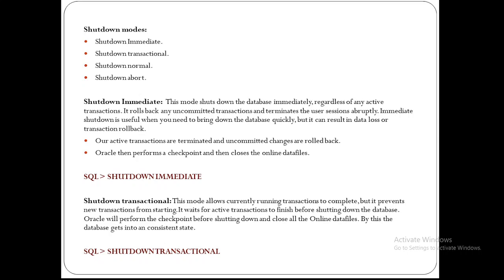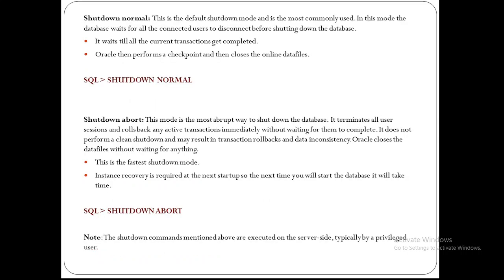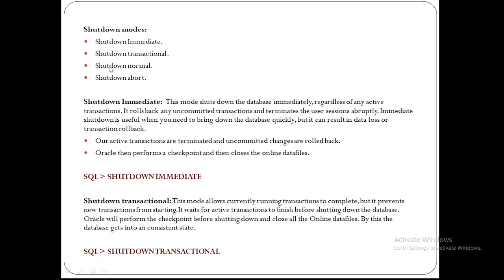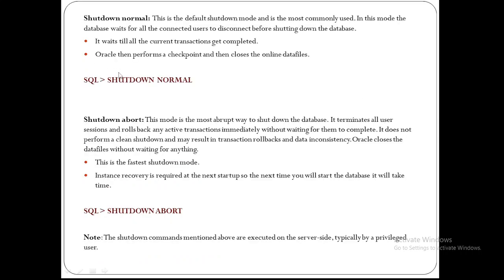Okay, so the next mode is shutdown normal. This is the default shutdown mode. If we do not mention shutdown immediate, shutdown transactional, or shutdown abort, if we just put shutdown, then the database will go into shutdown normal mode. In this mode, the database waits for all the connected users to disconnect before shutting down. If there are connected users making transactions, reading or writing data, the database waits for them, and once they are disconnected, it will shut down the database.